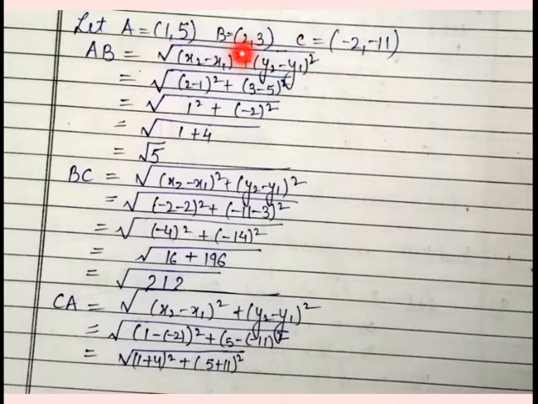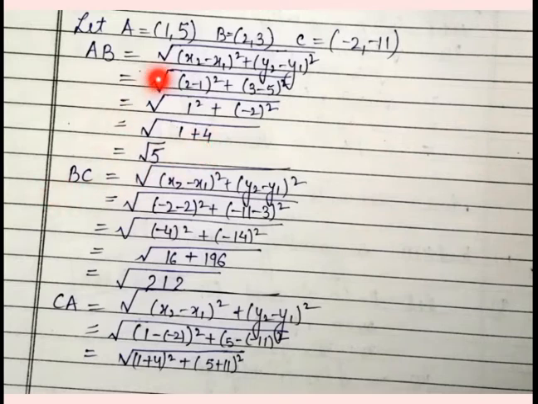x2 is 2 and x1 is 1. So (2 minus 1) whole square plus (3 minus 5) whole square. 2 minus 1 is 1. 3 minus 5 is minus 2. 1 square is 1. Minus 2 square is 4. We get AB is equal to under root 5.